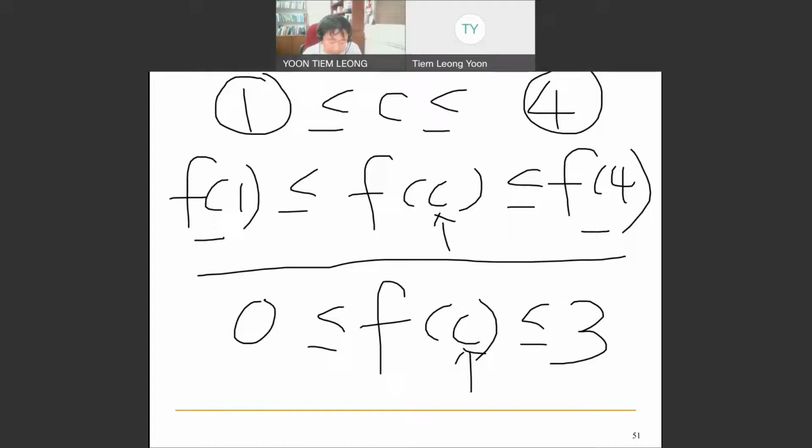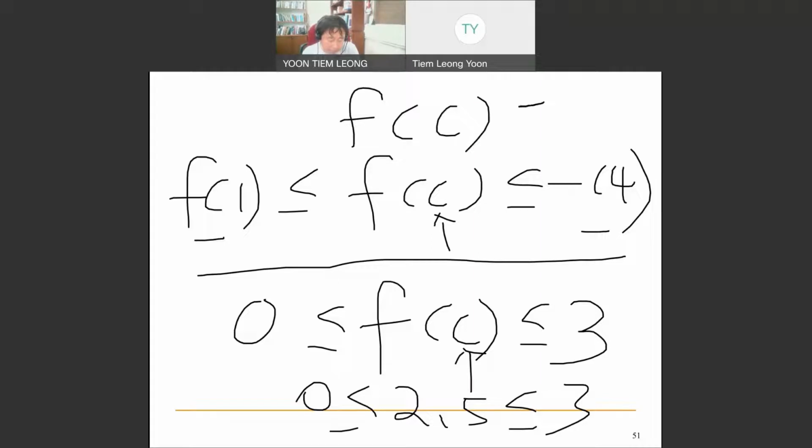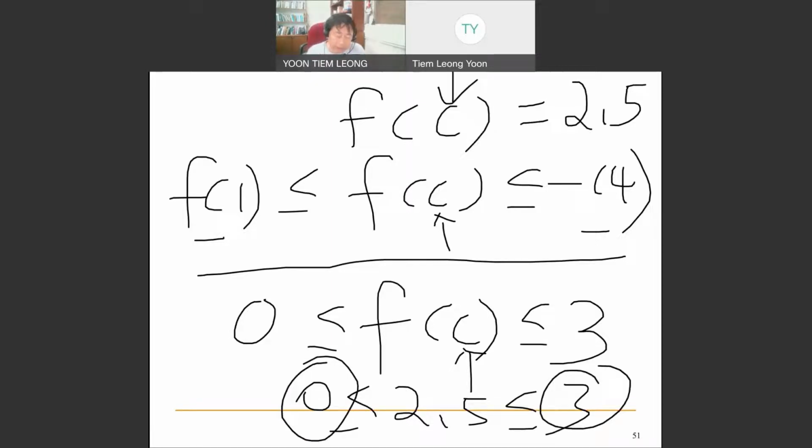For example, let us say 2.5, right? 2.5 is a number that lies between 0 and 3. Okay, so this is a correct statement. So according to the theorem, there must be a value of c such that the function evaluated at c must take on the value of 2.5, because 2.5 is lying between f(a) and f(b), right? So the existence of c is guaranteed by the theorem.